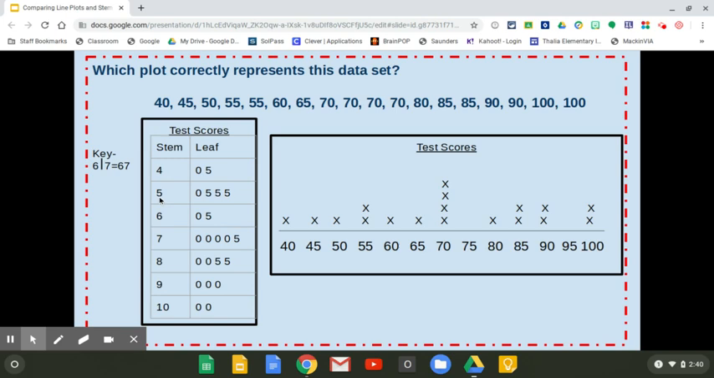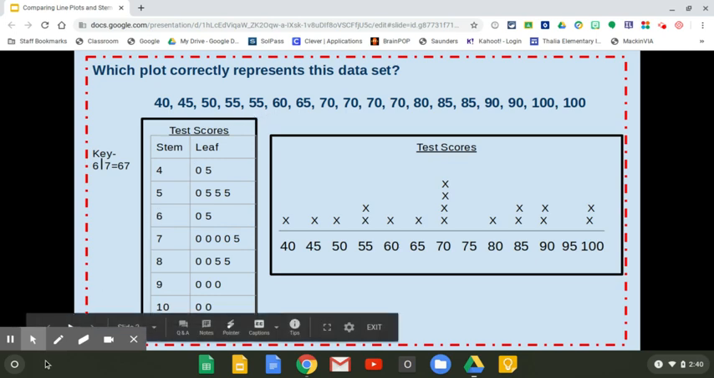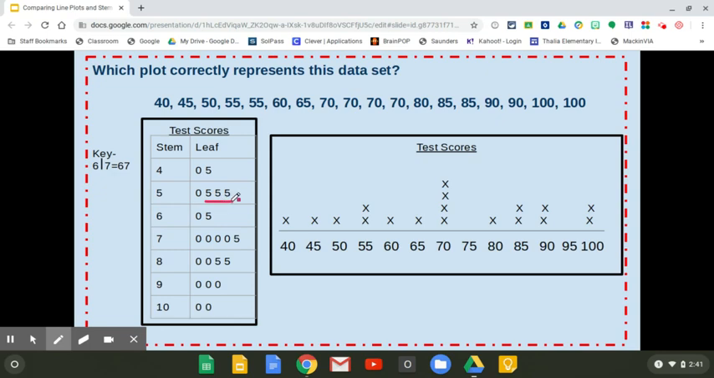Now I'll look at the 5. 5 and a 0 is 50. Then I should have 3 5s in the one spot, which makes 3 55s I should see in the data. So when I go up here, 55, 55, and they're missing. So right now I know that because it does not have 3 55s, this stem and leaf plot is not accurately representing that data. There's only 2 of them. So now just to double check, that means that this one, our line plot, should be the correct answer.